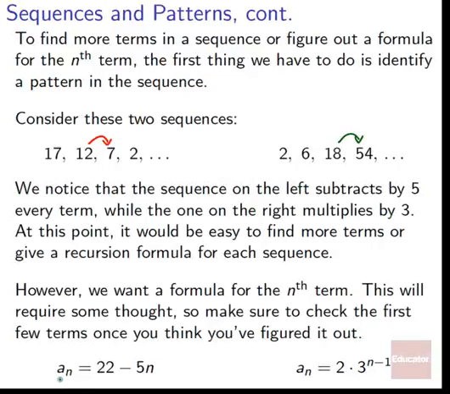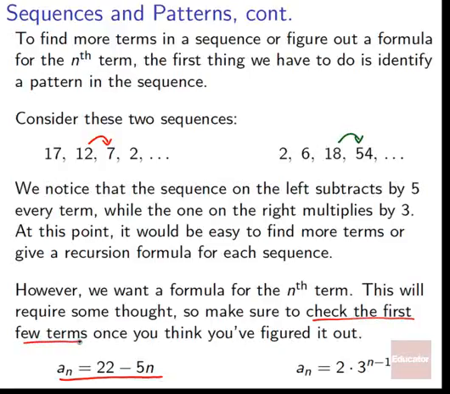So we'd be able to get a_n = 22 minus 5n. You'd be able to realize that since what we're doing is subtracting 5 a bunch of times, it's going to be minus 5 times n, and then we need to figure out what number we are subtracting 5n from, and we want to make sure to check the first few terms.